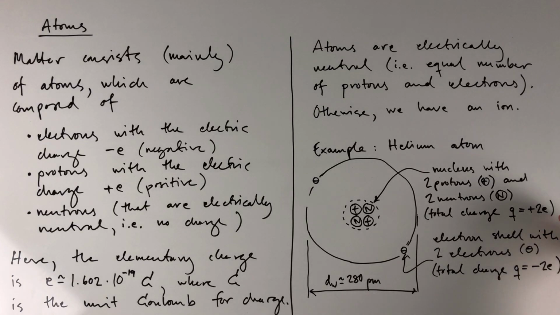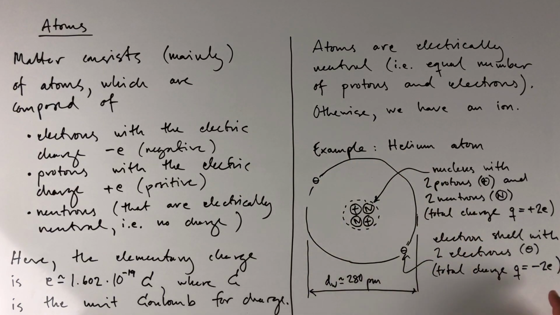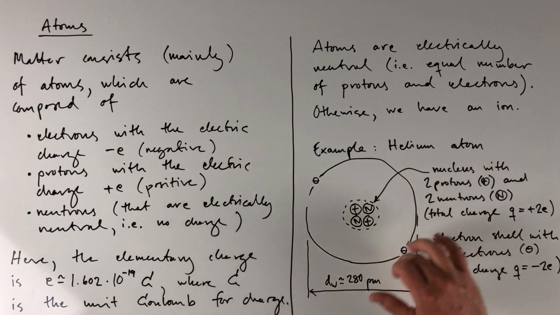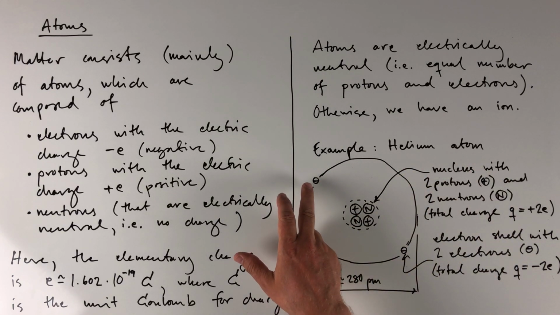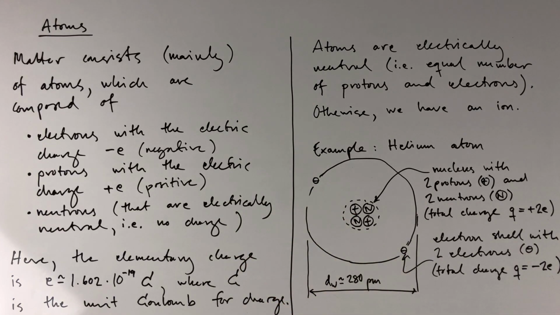So here we see that the total charge of the nucleus is just as big as the total charge of the electron shell, but the two differ in terms of the sign. As we add them up to get the total charge of the entire atom, we get a net charge for the helium atom that is 0. And that comes from the fact that we have just as many electrons as protons.